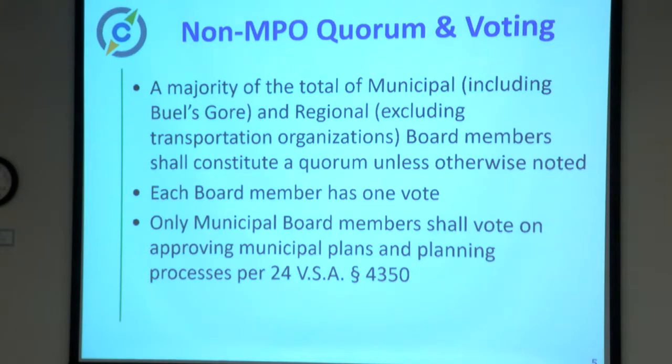For the rest of the CCRPC work that we do, each board member has one vote. The quorum is when you have the majority of the municipalities in Chittenden County, including Buell's Gore now, and some of the regional board members, excluding the transportation ones. So VTrans is not included in this. That constitutes a quorum, the majority of that.